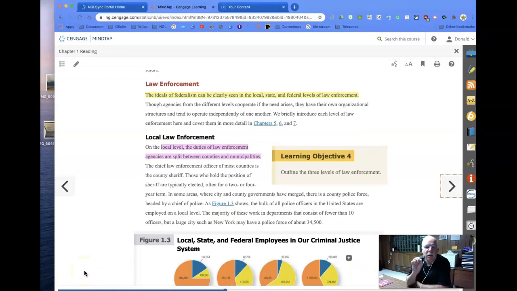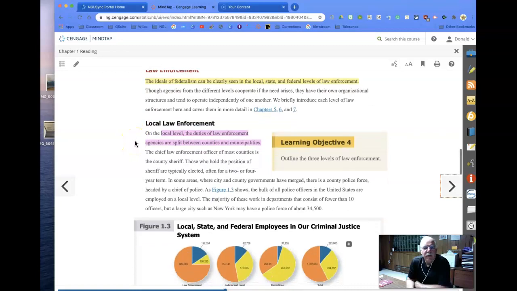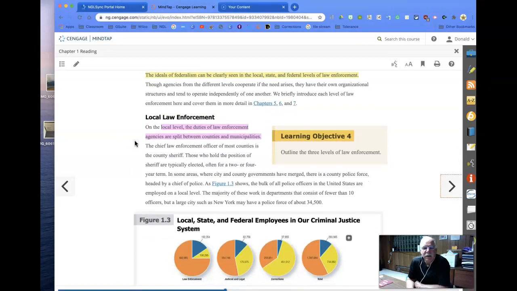Let's take a look at law enforcement specifically. So the ideas of federalism can be seen pretty clearly in the local, state, and federal law enforcement levels. On the local level, we have law enforcement duties that are kind of split between the counties and municipalities. The counties, like in Illinois, we have 102 counties. So each county has its own law enforcement system.